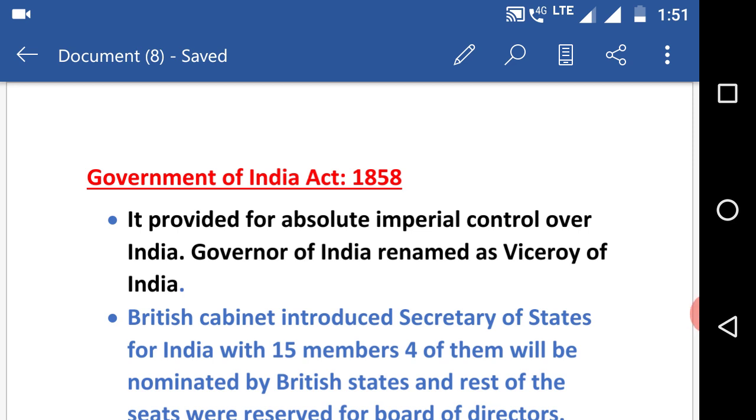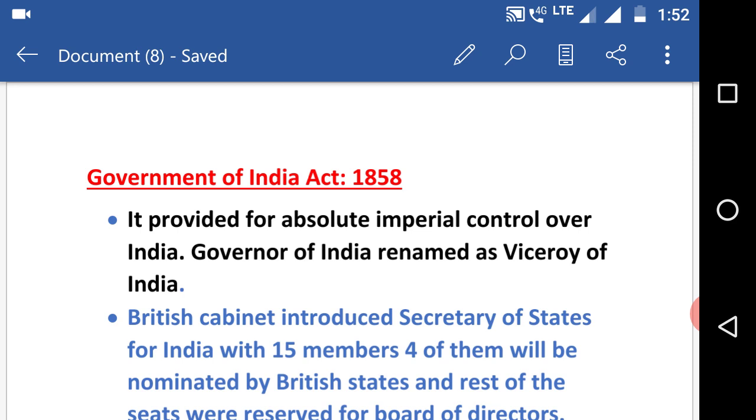After the revolt of 1857, we can see the major changes that happened in the Indian administrative and legislative system. Historians remark that the Sepoy Mutiny was the first war of independence. So let's see the key features of the Government of India Act 1858.